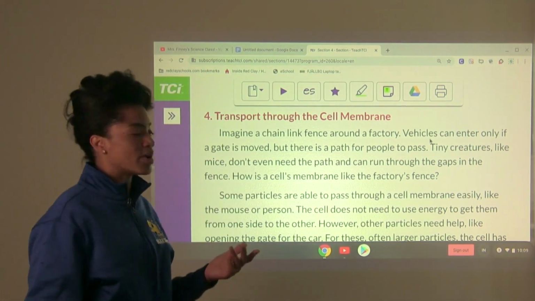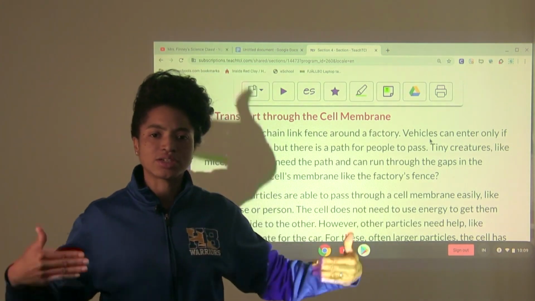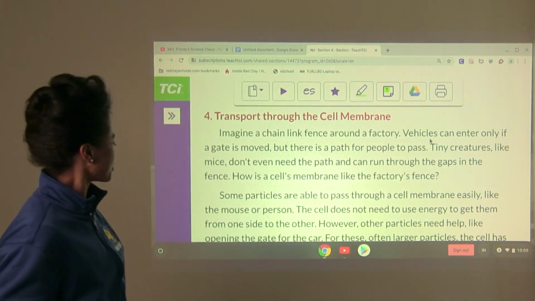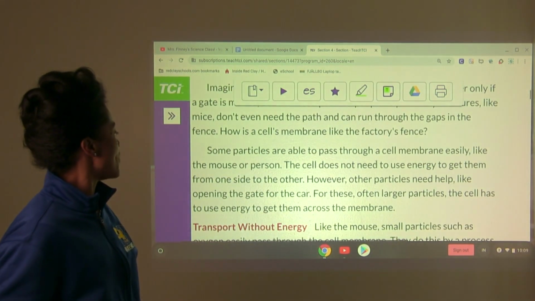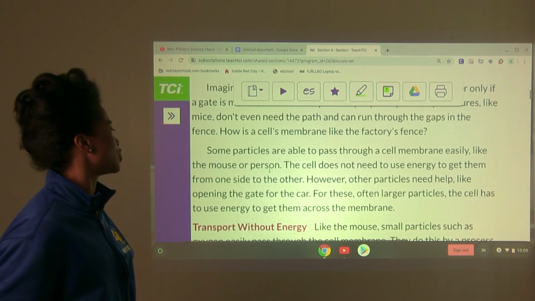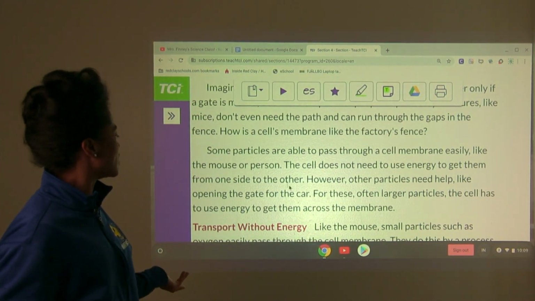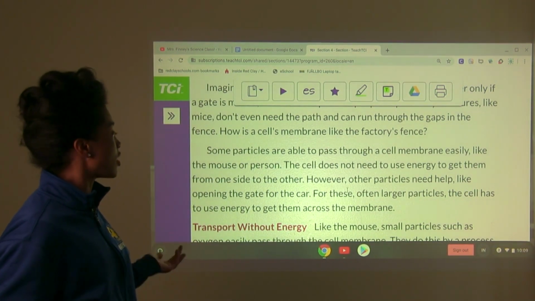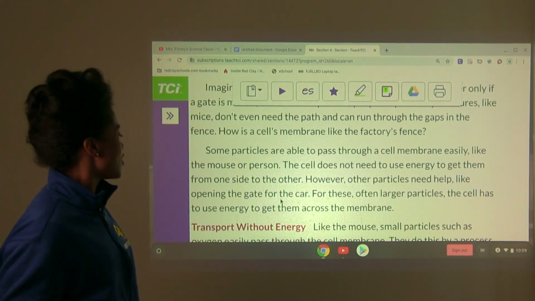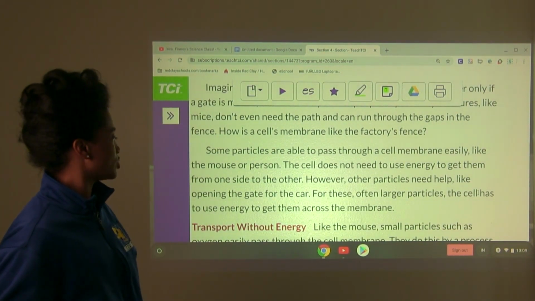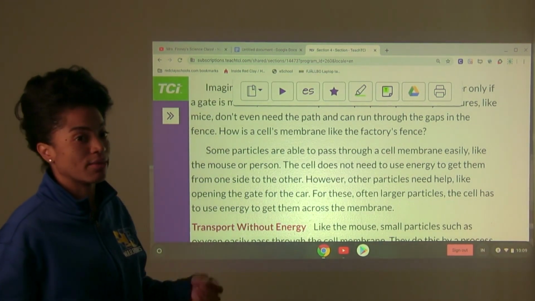So the cell membrane for our cell does the same sort of job. It serves as a source of protection, right? So some particles are able to pass through a cell membrane easily, like the mouse or a person. The cell does not need to use energy to get them from one side to the other. However, other particles need help, like opening the gate for the car. For these often larger particles, the cell has to use energy to get them across the membrane.